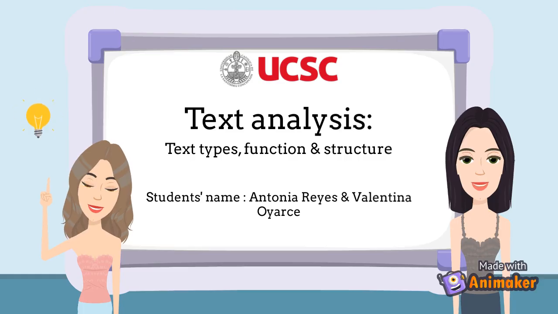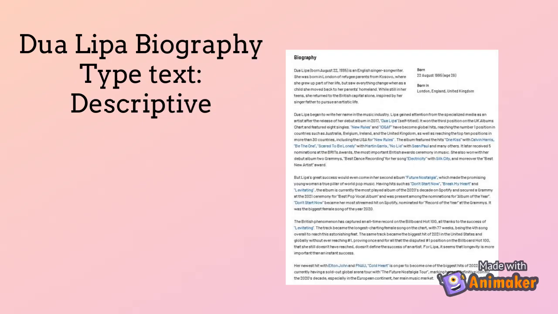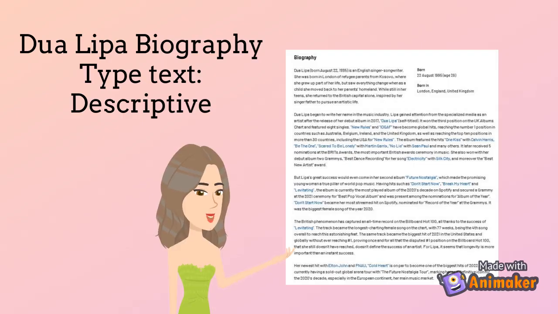Today we are going to show you how to analyze two different types of text. The main objective of this tutorial is to identify different text types, scaffolding, grammatical features, progression patterns, and other essential elements. The first text is a biography of the English singer Dua Lipa, published on the website last.fm by the author Kelly Acey in 2022.